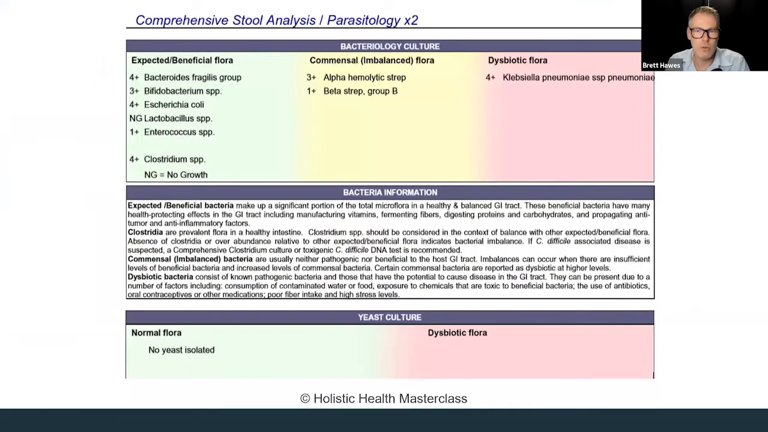So this here is what the CDSA from Great Plains looks like. I'm not going to go through all of it, obviously, but on the top left-hand side you will see expected or beneficial flora. You've got these common commensal flora, and then you've got the dysbiotic flora on the right-hand side. You'll see the legend there: 1+ means there's a little bit, and 2, 3, 4 means there's a lot. So in this particular case, we can see that Klebsiella on the right-hand side is a 4+. So there's a lot of Klebsiella going on here, and it turns out that's actually involved with some autoimmune issues.